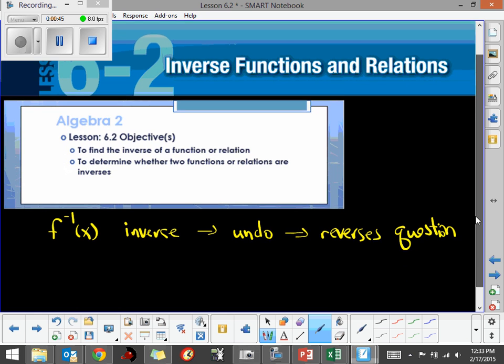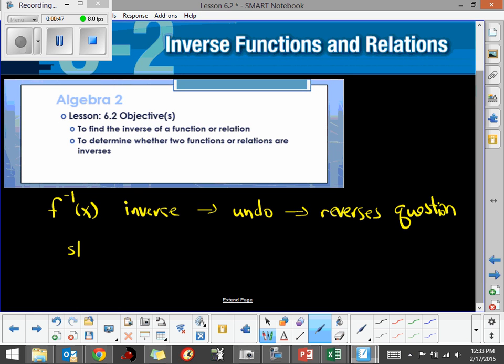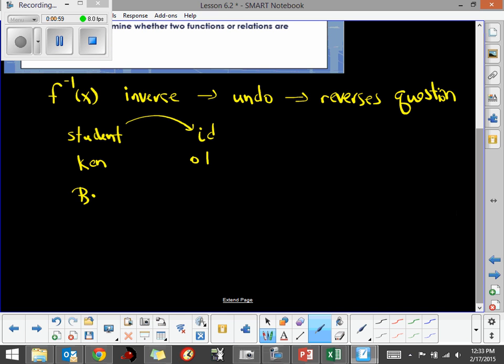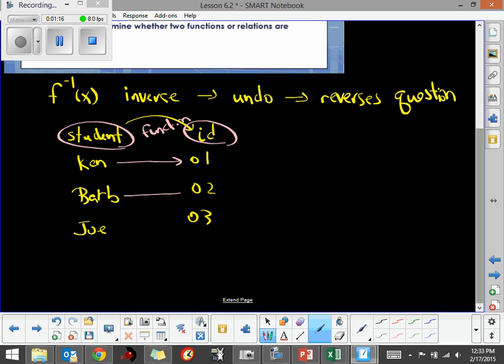The other day we went through a really simple example. If we have a student name here, and we have their student ID, if our function is to assign a student to an ID number, we could put Ken in here, and Ken could be student ID number 1. We had Barbie or Barb. She could be student number 2. We could put Joe in here, and Joe is student number 3. And we make these assignments. The function says take a student name and assign them to an ID. And that's what our function originally does. So Ken gets paired with ID 1, Barb with 2, and Joe with 3, and so on and so on.